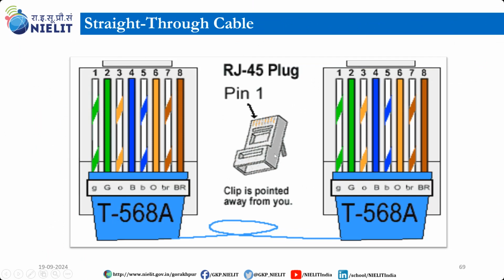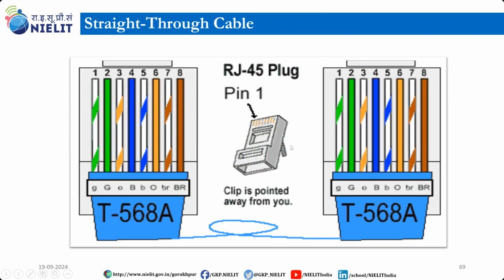This RJ45 connector has 8 pins. There is a general practice for identifying pin number 1. There is a clip below the RJ45 connector. You can hold this RJ45 in this way, and if you are holding the connector in your left hand with the clip in the downward position, the farthest pin from you will be pin number 1. So this is the color code.